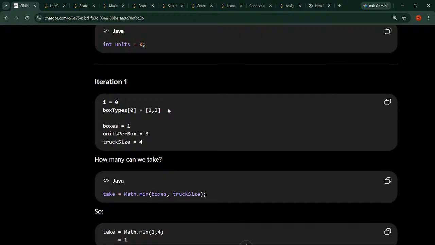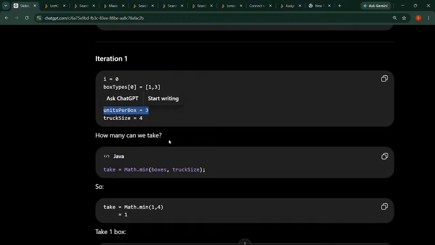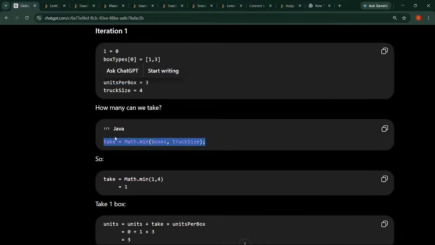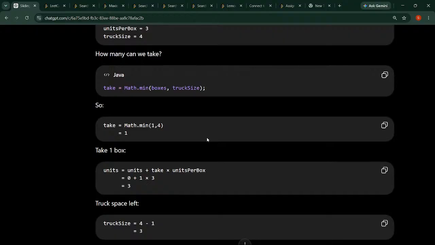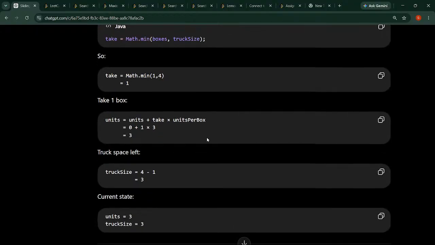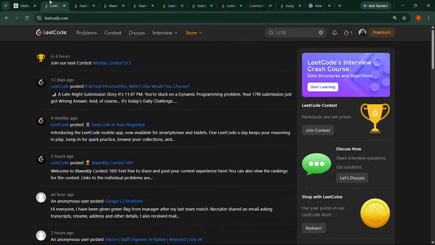On iteration 1, we will be having box type 0. It is our first row, right? Boxes will be 1, units per box will be 3. Okay, how many can we take? We'll take the minimum of the truck size and boxes. And then we have to find units equal to units plus take into units per box. Okay, this is the normal. We have to multiply the taken boxes with the units per box. Final addition. Okay, now I think I will try to write it.